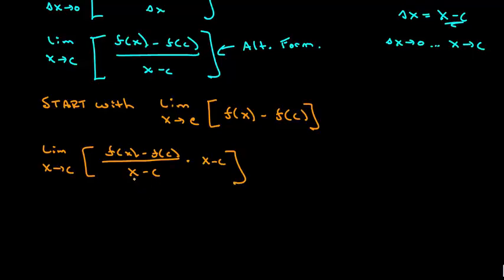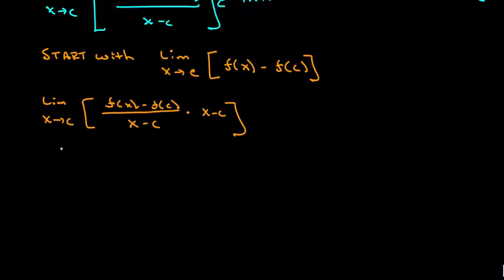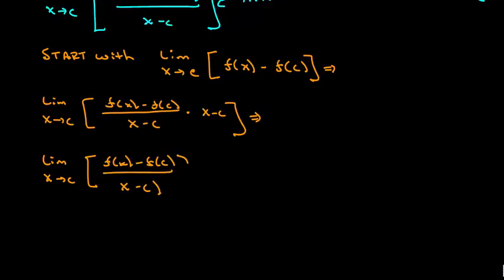Now I can do that because x minus c is not 0, so I can multiply top and bottom by it. Right? Because x is going towards c, but it's not actually equal to c. So if x was equal to c, now it'd be divided by 0, and I have an issue. Okay, so this isn't a problem here. So this implies this, which implies that the limit as x approaches c of f of x minus f of c over x minus c, this guy is equivalent to the following.